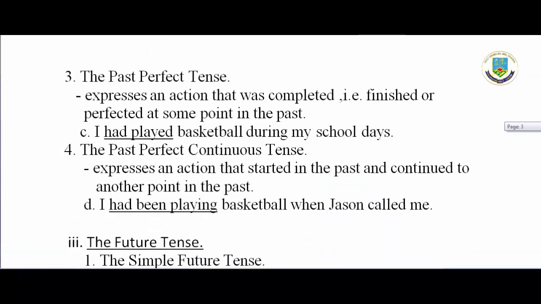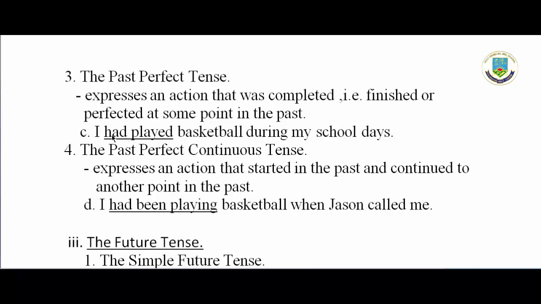The third form of the past tense, as you can see on the screen here, my dear students, is the past perfect tense. Now, what is happening with the past perfect tense? This tense expresses an action that has completed, that is finished or perfected at some point in the past. The action expressed here has completed or finished or perfected at some point in the past. Example, I had played basketball during my school days. In the past, during your school days, the action of playing had already completed.